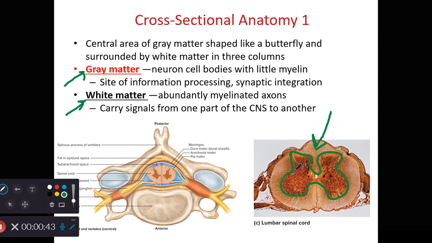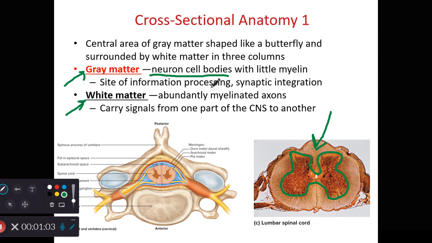So the gray matter, which is deeper towards the inside of our spinal cord, consists primarily of the cell bodies of neurons, also known as neurosoma. Cell bodies of neurons are not myelinated. Because they are not myelinated, they don't have a lot of fat in this area within the gray matter, and we have the color gray.